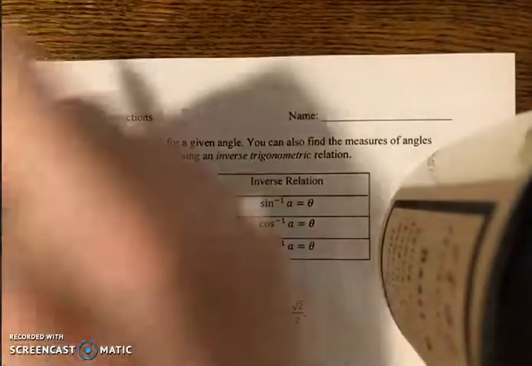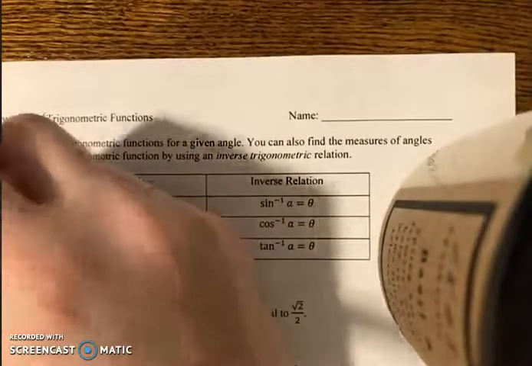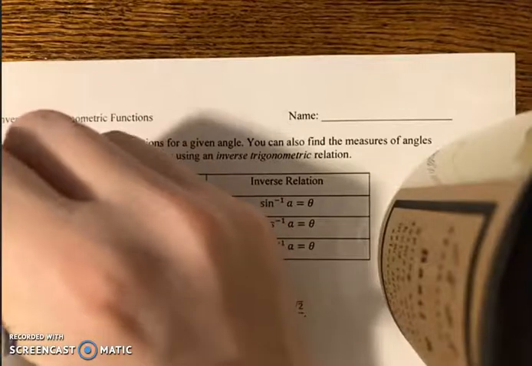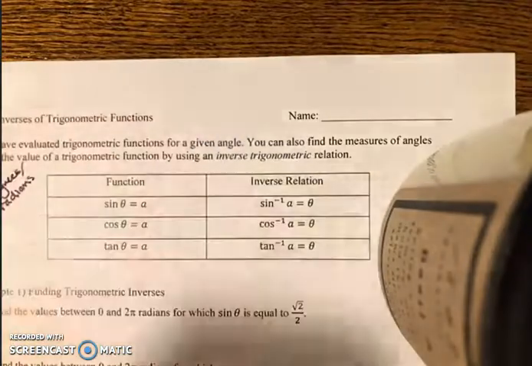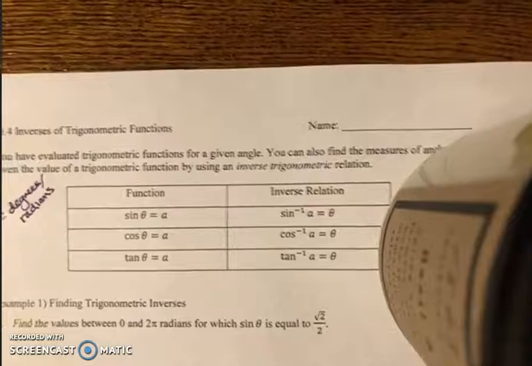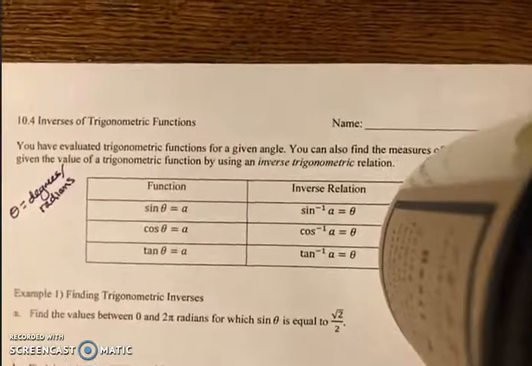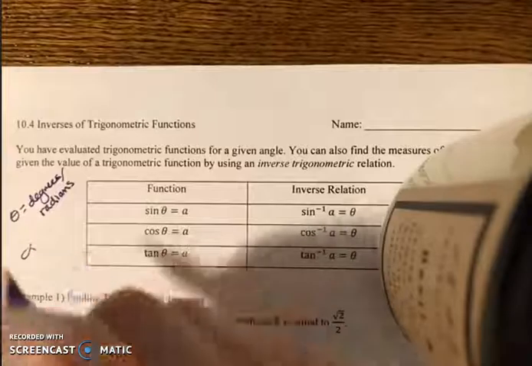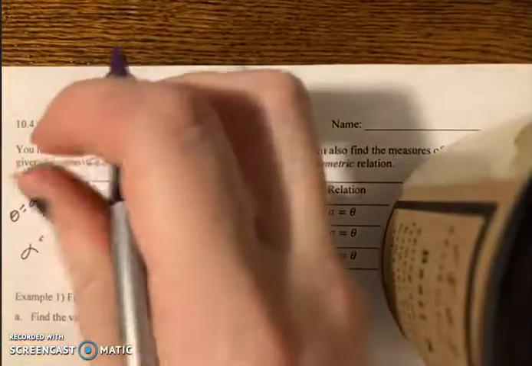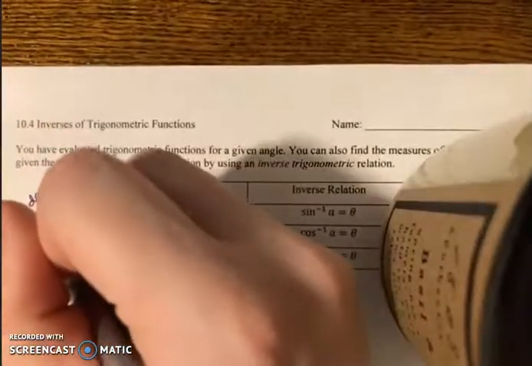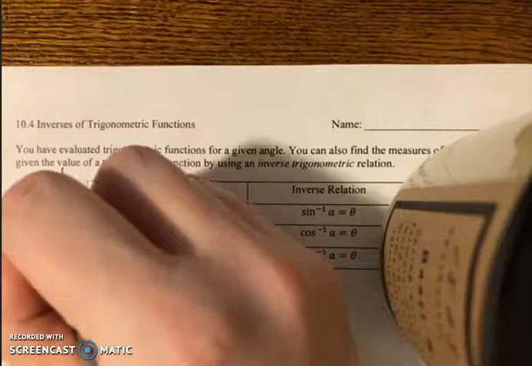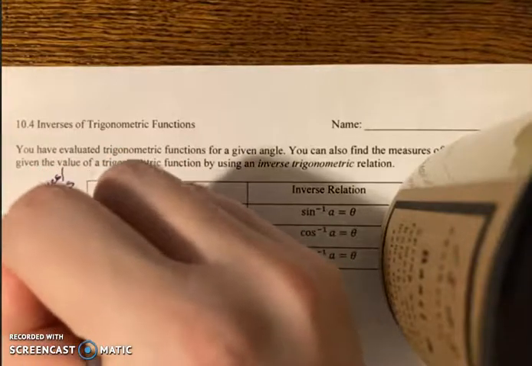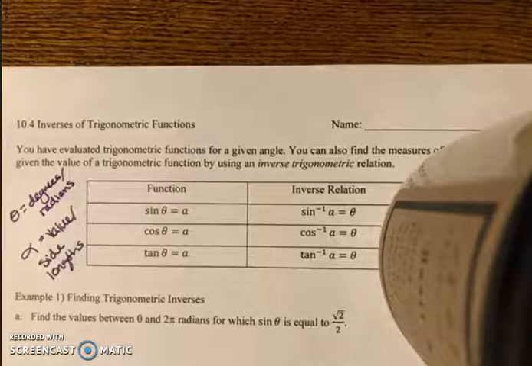So once again, remember theta is our values in degrees or radians. And then we call that alpha, the A. Alpha is going to be the value, but that just means the side lengths if we were looking at a triangle on the unit circle.